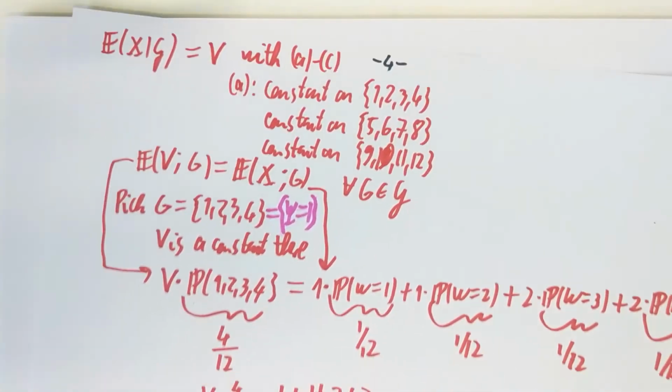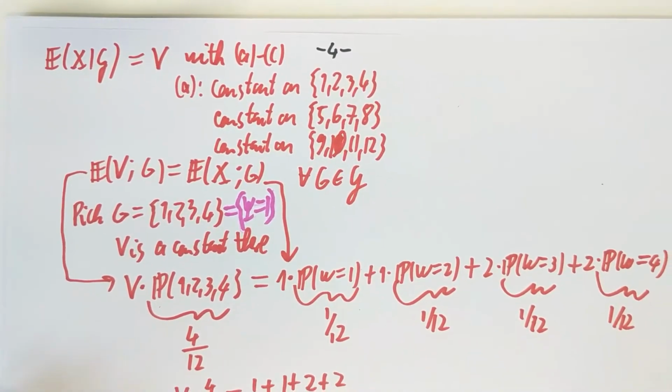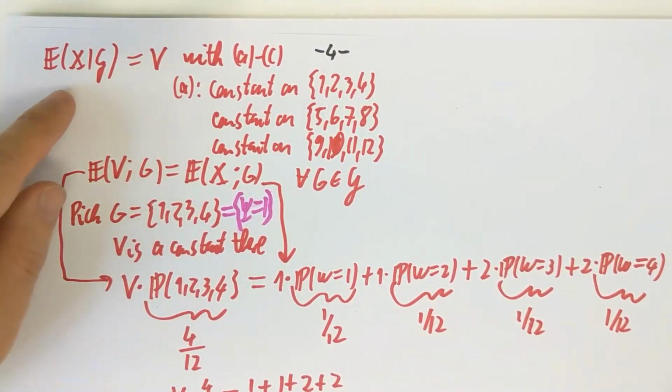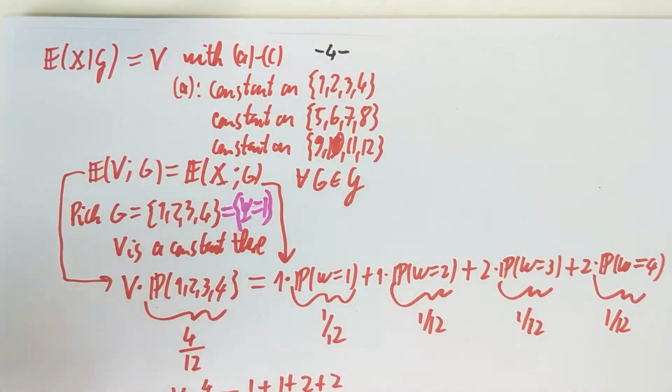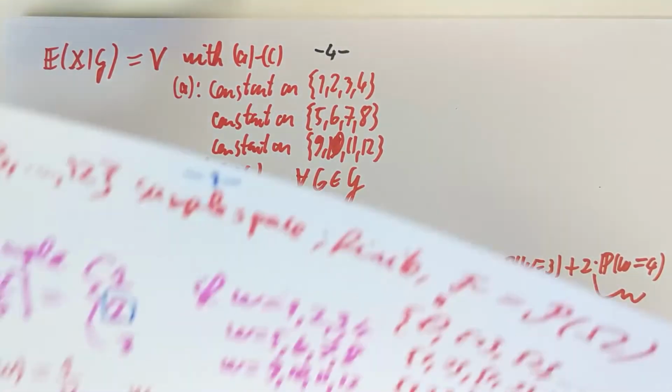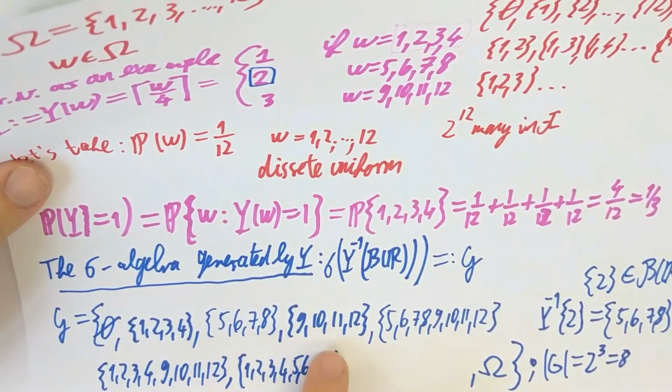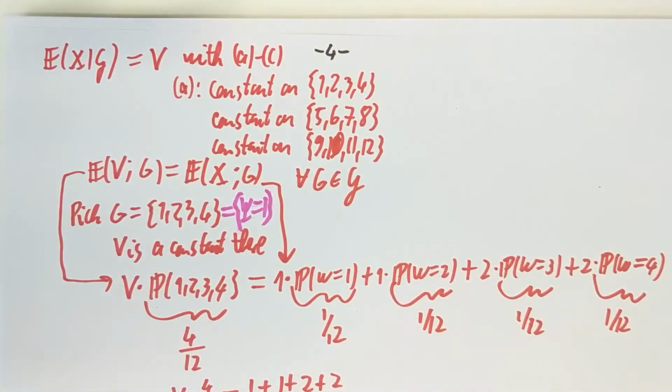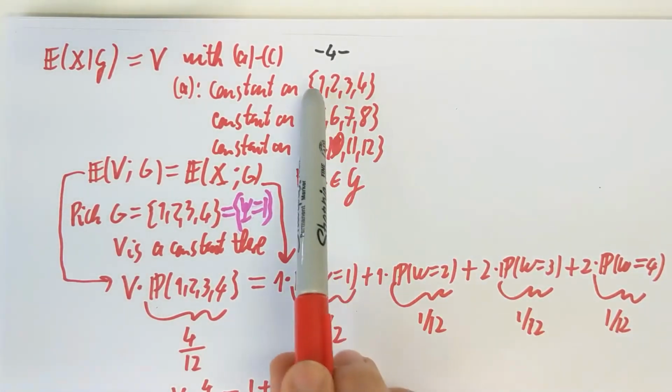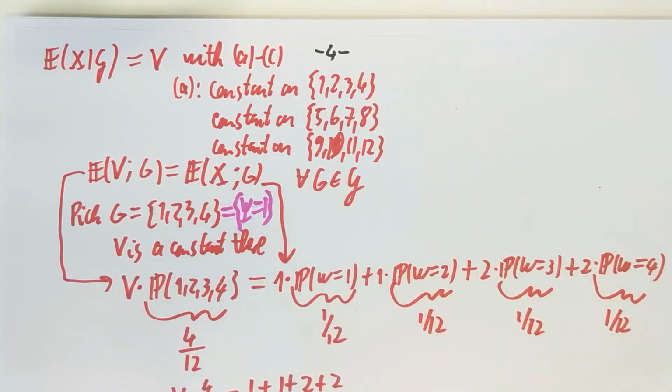And so what we essentially calculated in one case is the conditional expectation of this x, which can be anything from 1 through 6, given the sigma algebra G that was generated by y. Okay, so given this sigma algebra, that's what we started to do. And so the first condition said that this thing has to be G measurable, so it has to be a constant on 1, 2, 3, 4, it has to be a constant on 5, 6, 7, 8, it has to be a constant on 9, 10, 11, 12.